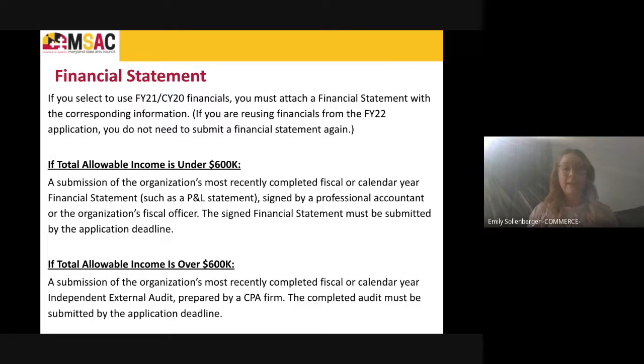If your total allowable income is over $600,000, we'll be looking for your audited financials from an independent external auditor. So that completed audit must be submitted at the time of the application as well. So again, if you're choosing to use your most recently completed fiscal year FY21 or calendar year 20 statements, you must attach a financial statement to this year's application. But if you're choosing to reuse from last year, you do not need to attach because we've already approved those in the previous year.